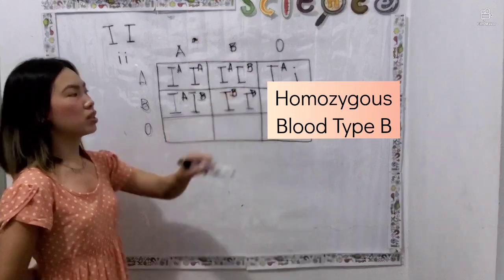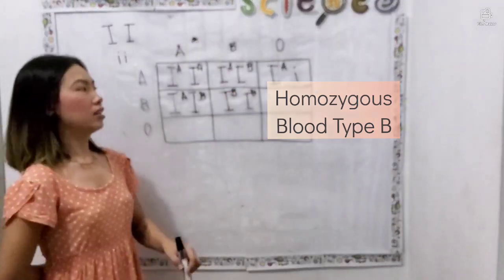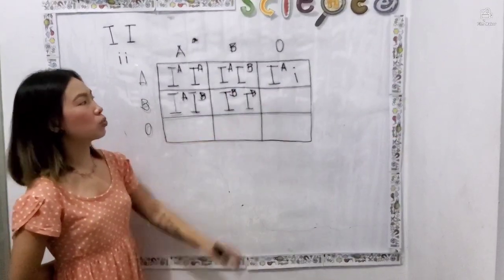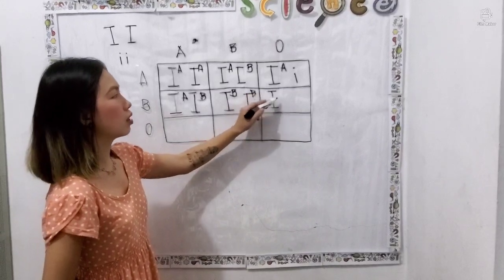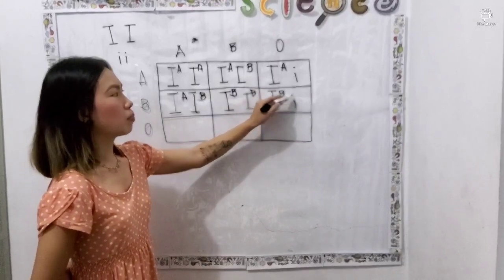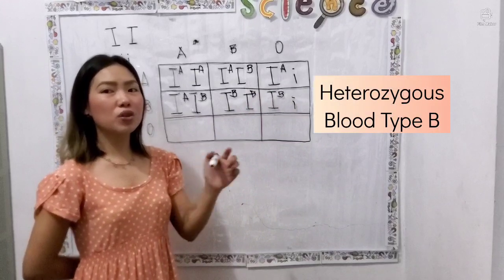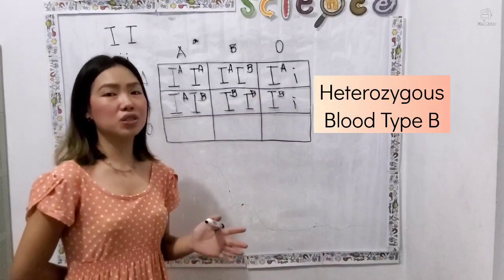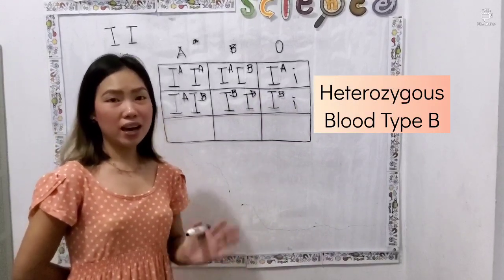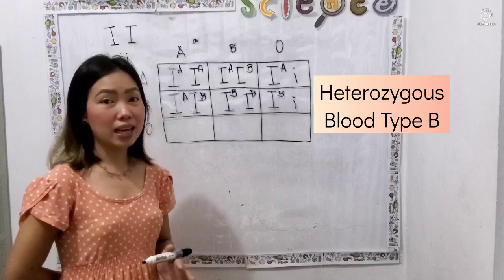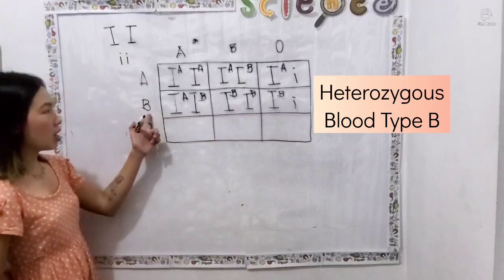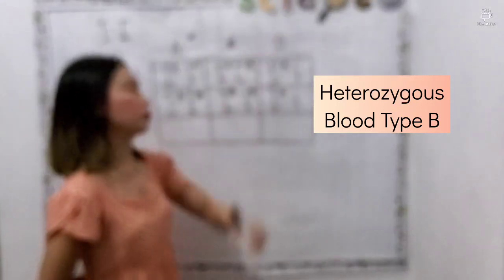So, we have homozygous type B. Then, on the last box, we have type B and type O. So, yun ngayon yung equivalent value ng heterozygous type B. Na ang heterozygous type B ay galing sa type B and type O.